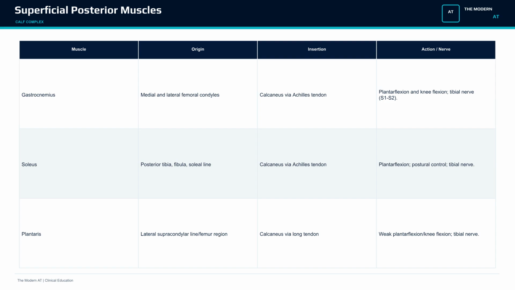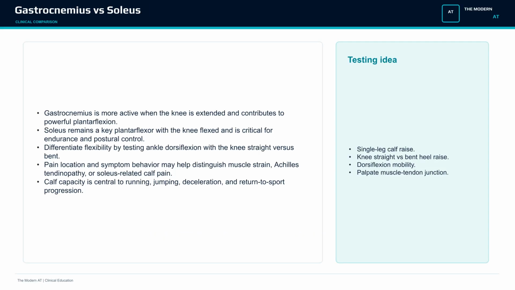Plantaris is small, but symptoms can mimic a calf strain. All are supplied by the tibial nerve. Clinically, separate gastrocnemius and soleus by changing knee position during testing and stretching. To differentiate gastrocnemius and soleus, manipulate knee position. Gastrocnemius is more emphasized when the knee is extended because it crosses the knee. Soleus remains a major plantar flexor when the knee is flexed and is critical for endurance and postural control.